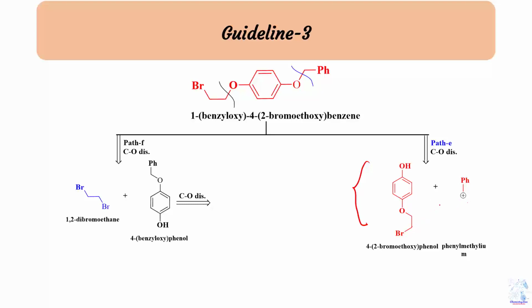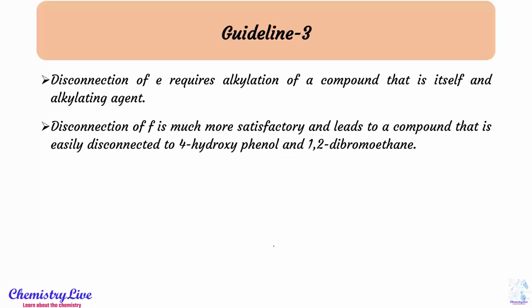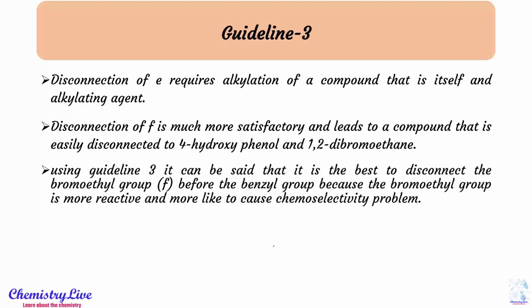Now again we disconnect the CO path F, and we get a hydroxyphenol and a phenylenium ion. So it is good to get. Disconnection E requires alkylation with a compound that is itself an alkylating agent. Disconnection of F is much more satisfactory and leads to a compound that is easily disconnected into 4-hydroxyphenol and 1,2-dibromoethane. So using guideline 3, it can be said that it is best to disconnect the bromoethyl group before the benzyl group, because bromoethyl groups are more reactive and more likely to cause chemoselectivity problems.